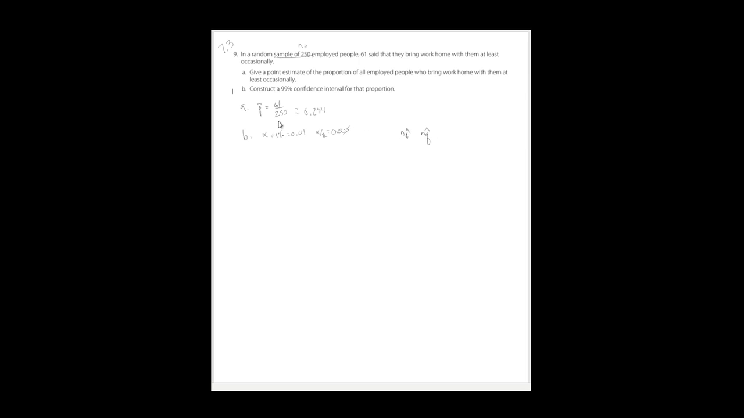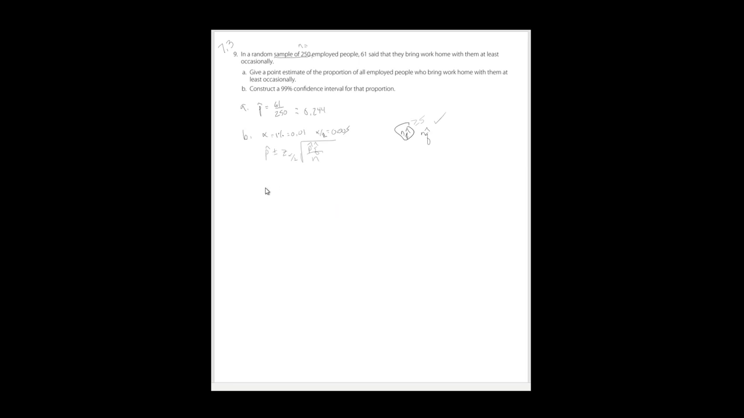So n being 250 times our p hat being 61 over 250 gets us back to 61. Since that's definitely greater than or equal to 5, we're good with using our large sample equations. In this case, for our estimate, we'll use our p hat, the estimate from our sample, plus or minus, since we have a large sample size, our z value on the standard normal at alpha over 2, times the square root of p hat q hat divided by n.